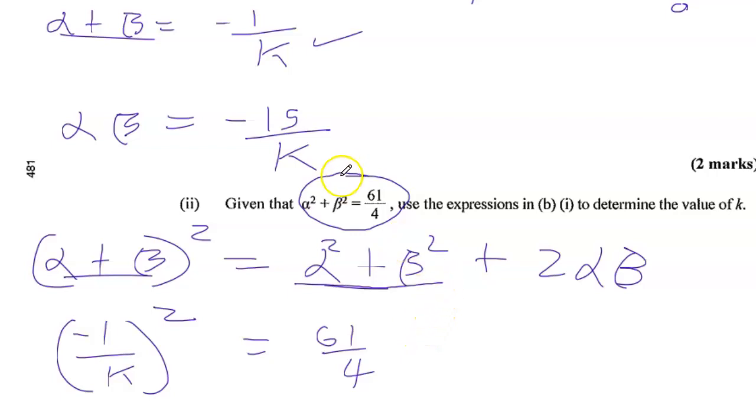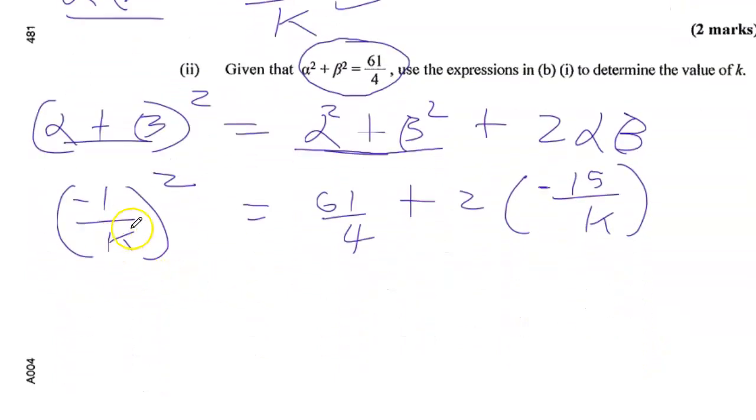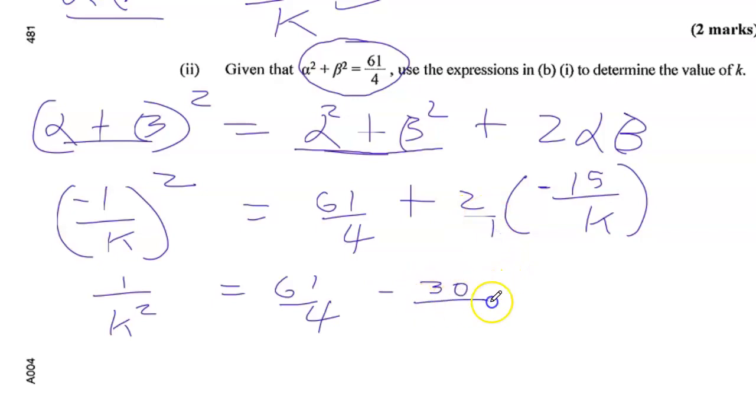And then plus 2 alpha beta, and alpha beta is negative 15 over k. So straightforward substitution, replace alpha beta with negative 15 over k. So let's see what we can do with this now. If we expand, multiply this by itself, we get 1 over k squared equals 61 over 4, plus 2 times that, that's negative 30 over k. And now we need to get rid of the denominator.